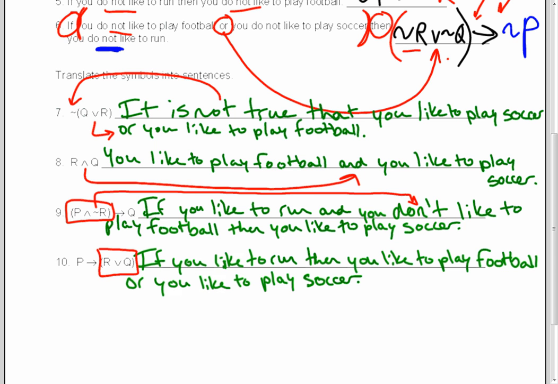structure, this time the conclusion of an if-then statement. You like to run, then you like to play football or you like to play soccer. And we have an or symbol here. Looks good. Do we agree? There's a lot of little details that you have to watch out for. It's not difficult, but there's a lot of little steps. Check yourself. Go back. Make sure that you have the correct connecting word.